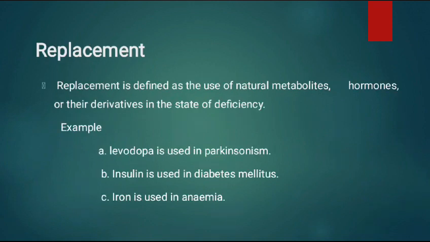Next one is replacement. Replacement is defined as the use of natural metabolites, hormones, or their derivatives in the state of deficiency. Example, levodopa is used in Parkinsonism and insulin is used in diabetes mellitus. Iron is used in anemia.